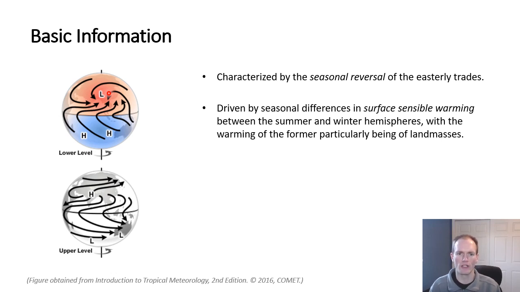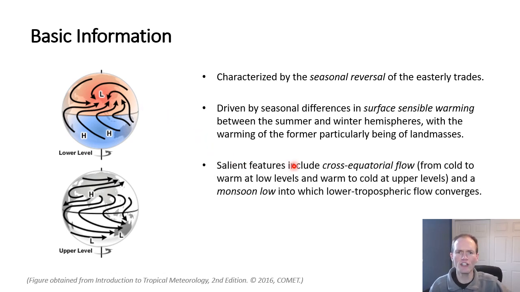drives the monsoon circulation. Salient features of the Asian or Indian monsoon, or any monsoon for that matter, include cross-equatorial flow. In this case, at low levels, it is from the cold hemisphere and then spirals and becomes westerly here in the equatorial regions. Note the emphasis of the reversal of the easterly trades here, before spiraling inwards to this area of low pressure associated with the monsoon low. So we have flow from the cold to the warm hemisphere at low levels, whereas at upper levels we have flow from the warm hemisphere spiraling back toward the cold hemisphere.